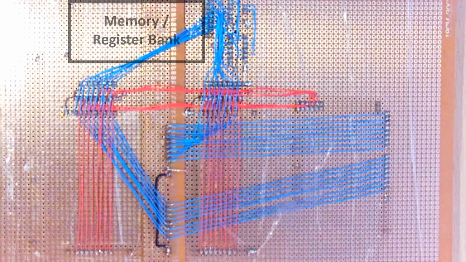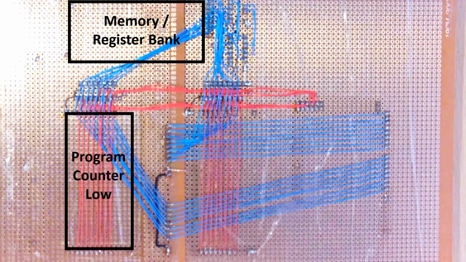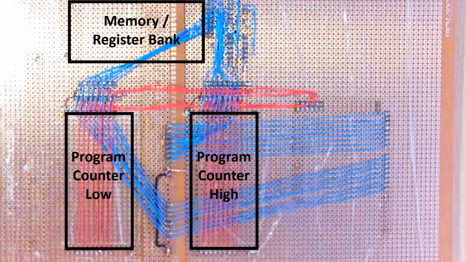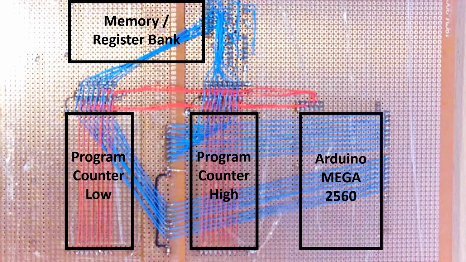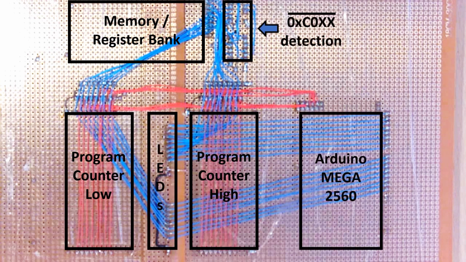On the upper left, we have the main memory and register bank. Next, we have program counter low and program counter high. On the lower right-hand side of the board, we can see the Arduino Mega. We have some LEDs, and we have this circuit that detects memory access to location C1000. The red wires are the W bus, and the blue wires are the address bus. I'm not going to go over every single bug, but I will mention the important ones.